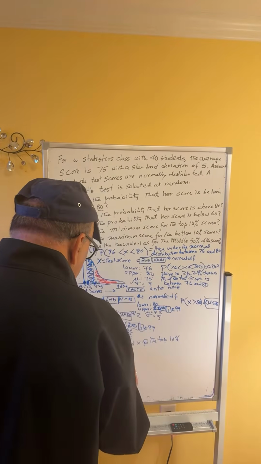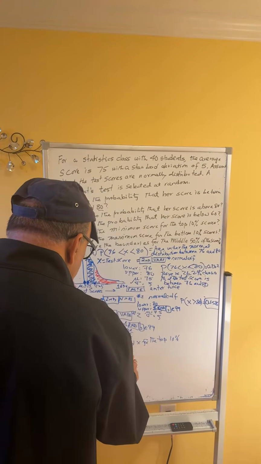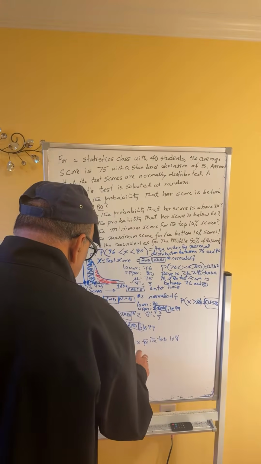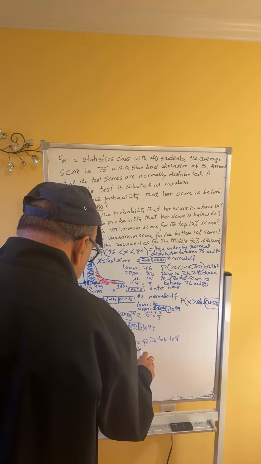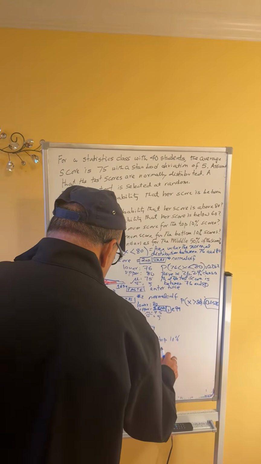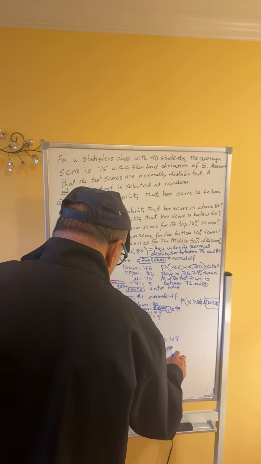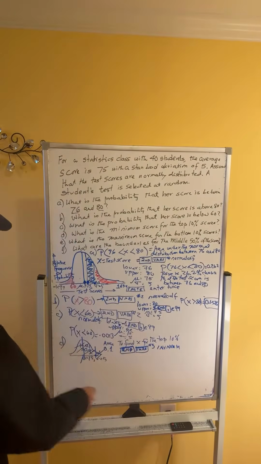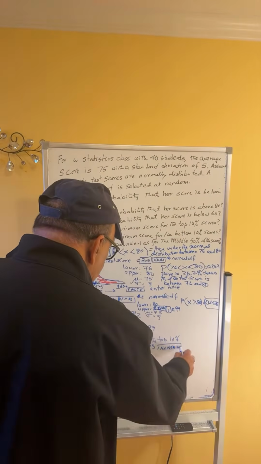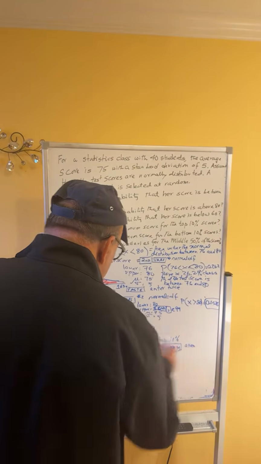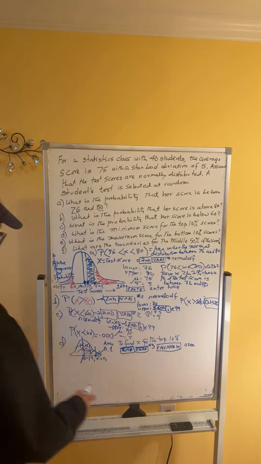Okay. What we will do is, we will press the second key, then the verse key, then we go down to number 3, which is invNorm. Remember, when we know the area to the left of the unknown x, we have to use number 3, which is invNorm. And the first thing it asks is area. It's always looking for area to the left of the unknown.